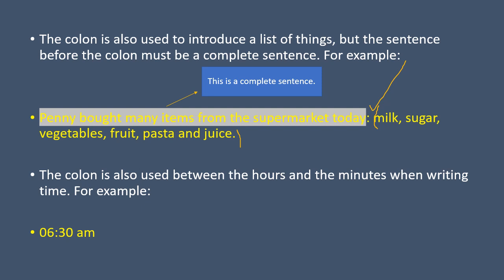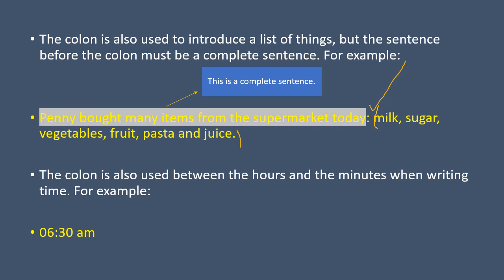Obviously, when you are in an exam, for example, you are sitting a functional skills exam or GCSEs, then you don't have to write simple sentences all the time. You don't have to write compound or complex sentences all the time. You have to mix and match. You have to show variety. You have to show your command that you can write different types of sentences. So this is one way of saying things, and Penny bought sugar, vegetables, fruit, and pasta is another way of saying things, but both of these sentences would mean the same thing.